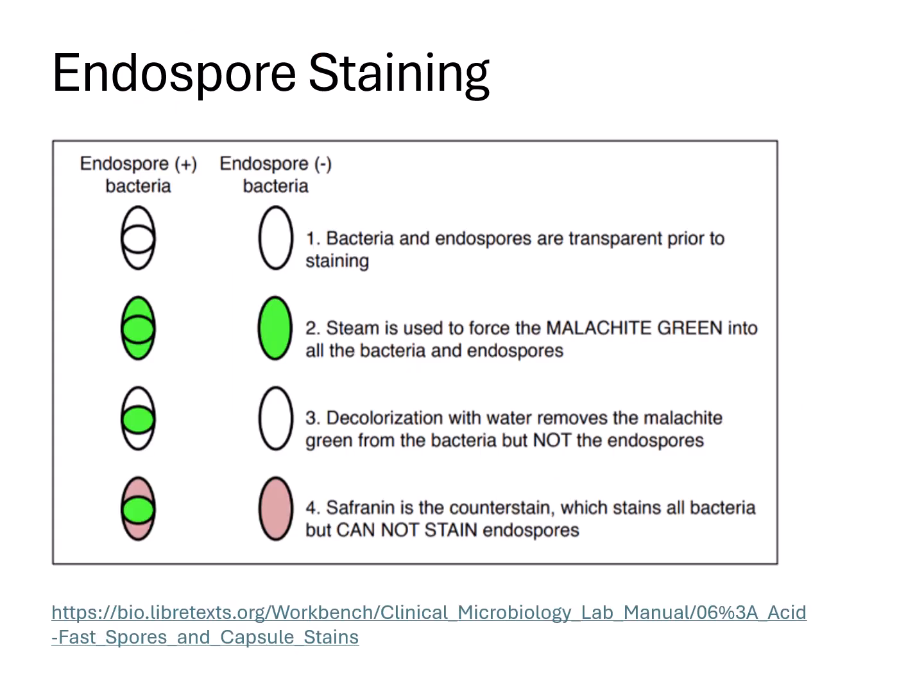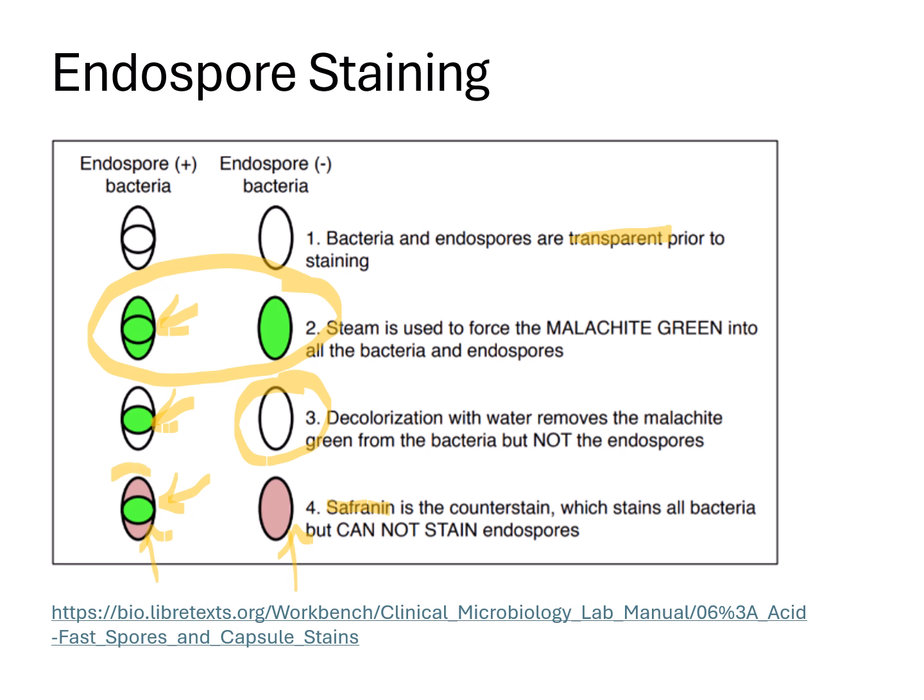Here's another look at that endospore stain. Remember, cells are transparent before we stain them. The first step, malachite green, that primary stain, stains everything, so cells and endospores. Decolorization with water will remove malachite green from cells, but not remove it from the endospores. And then the counter stain, safranin, will stain cells, but not the endospores. The endospores will appear green, the cells will appear pink.